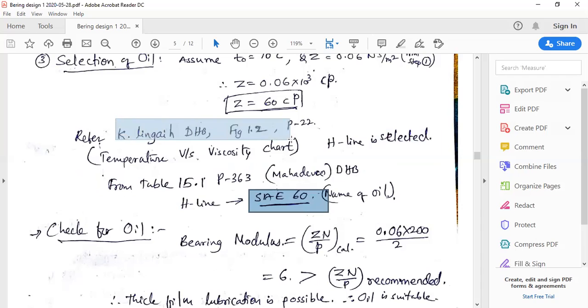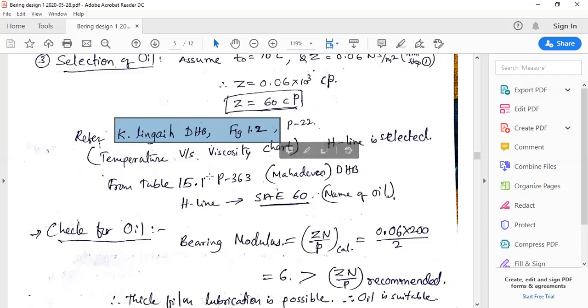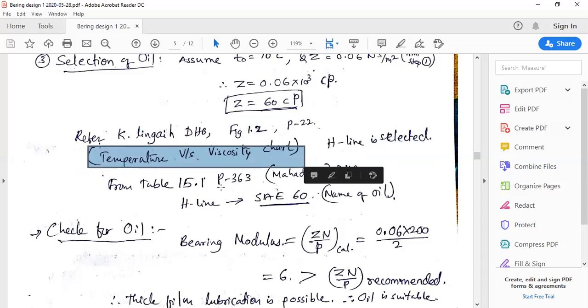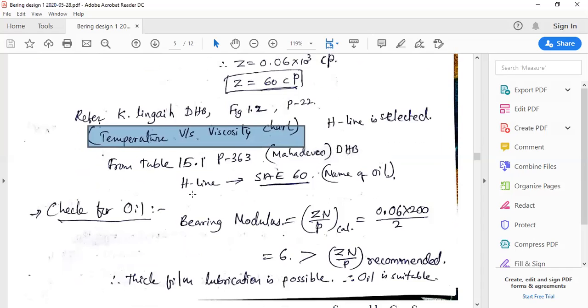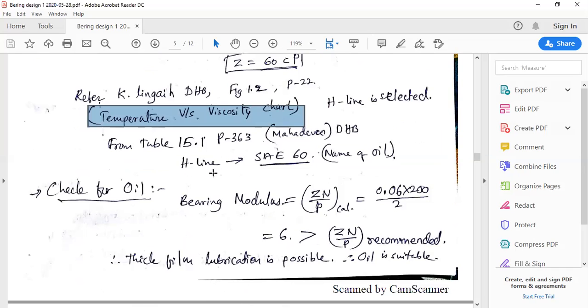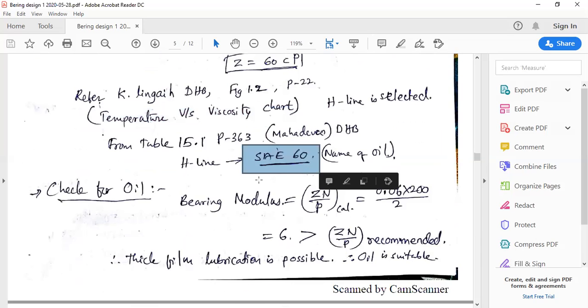So the Lingaya data handbook is to be referred to only for the viscosity temperature chart, that is only one sheet, and the rest of the things we have to refer from the Mahadevan data handbook itself. So the H line is nothing but SAE 60.